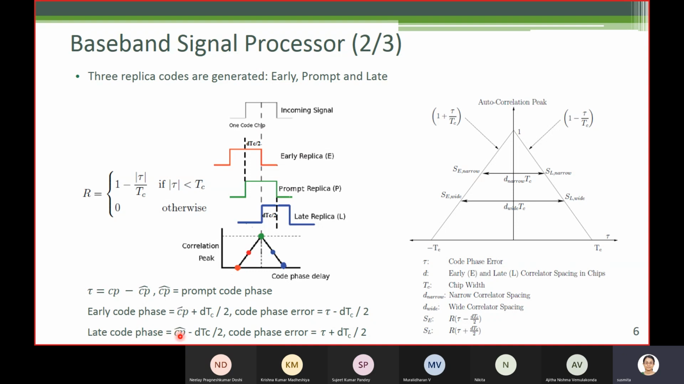How about the late? In case of late, you do the same thing, but here we have negative because late is shifted behind. So it is minus D Tc by 2. So this will become tau plus D Tc by 2. So this is the late code phase error. Now what happens when we correlate? We discussed correlation. What happens when we correlate?